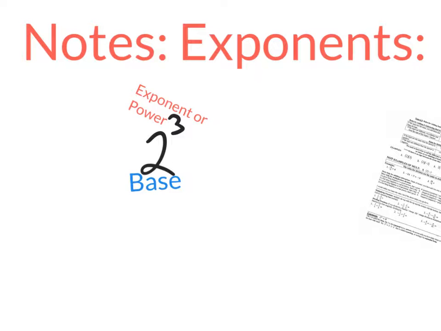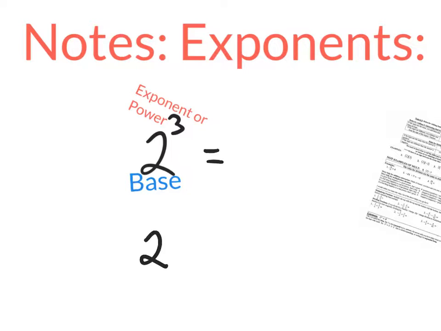So the way exponents work, I'm pretty sure we already know this, but bear with me here. The power, the 3, that little number up there, tells you how many times to multiply the base with itself. So if you have a 3 up here, that means you need to write this 2 that many times, 3 times. So let's exactly do that.